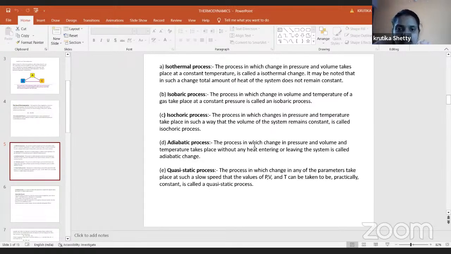Isochoric process: the volume of the system is constant. Then adiabatic process, that is, there is no exchange of heat between the system and the surrounding. That is adiabatic process. What is quasi-static process?